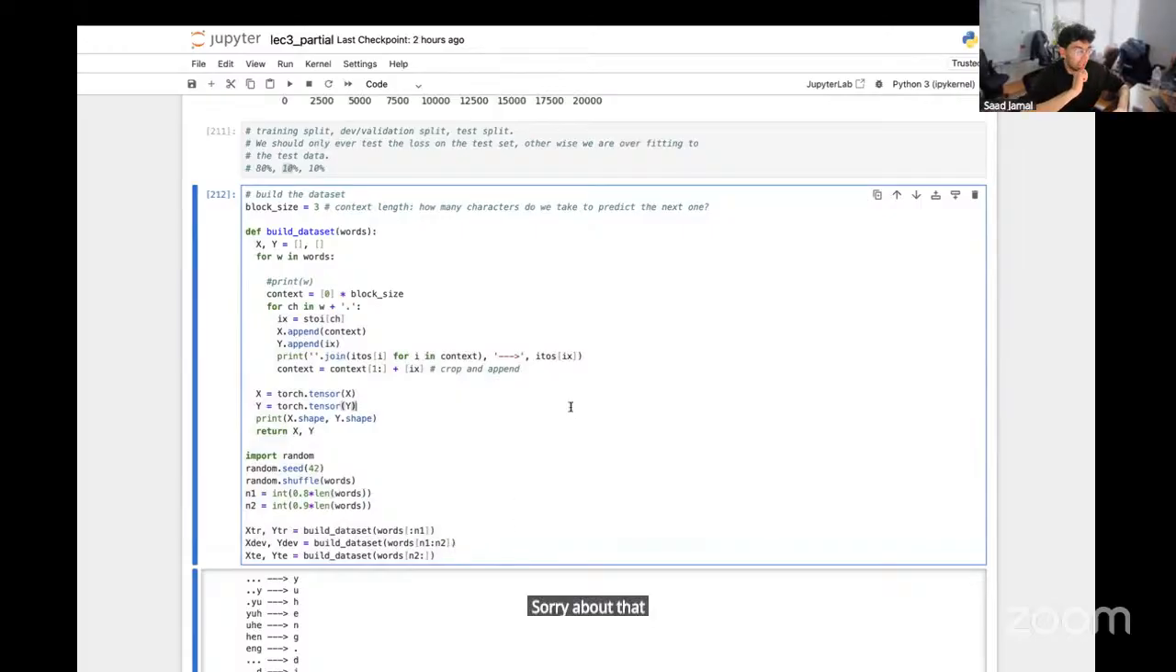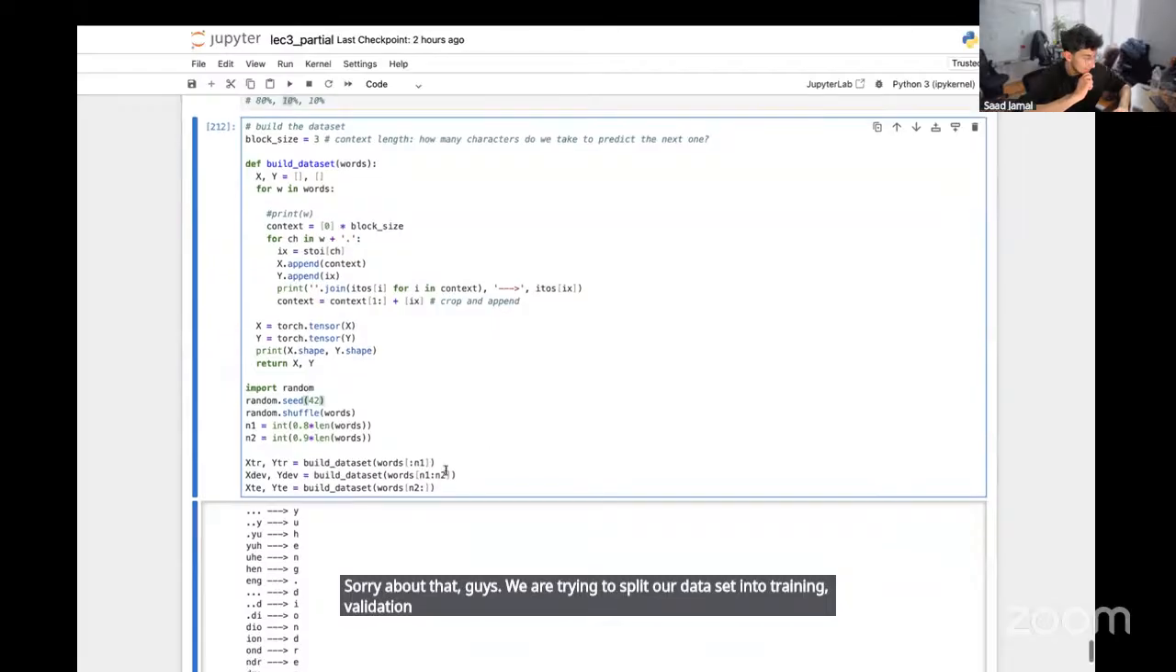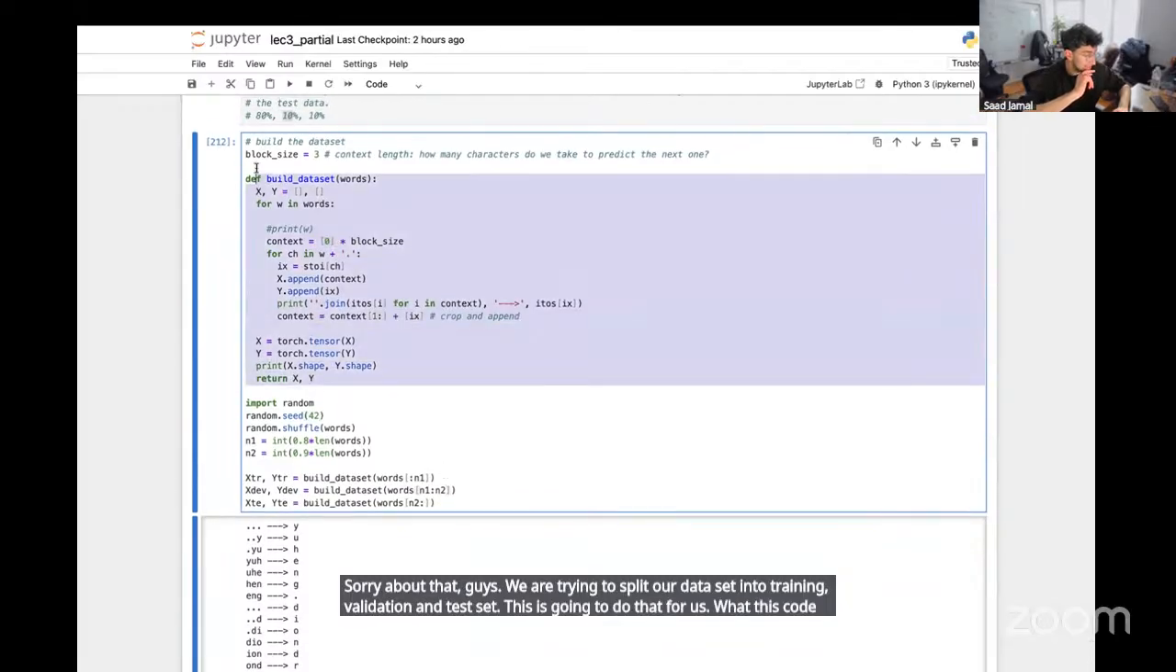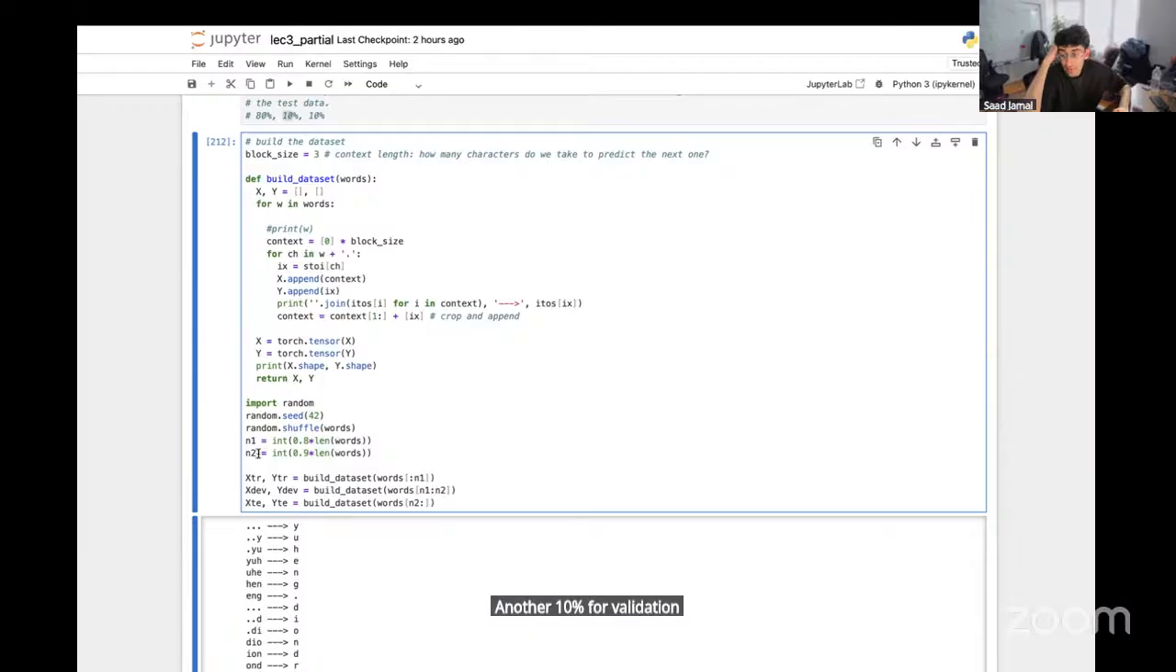Sorry about that, guys. We are trying to split our data set into training, validation, and test set. This is going to do that for us. What this code does is it makes that same X and Y, and then it makes these XTrain, XDev, and XTest variables that basically we're just going to shuffle all the rows, and we're going to leave 80% of it for training, another 10% for validation, and another 10% for test.